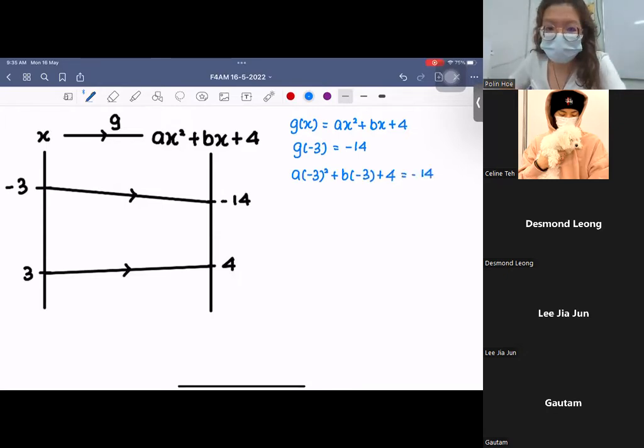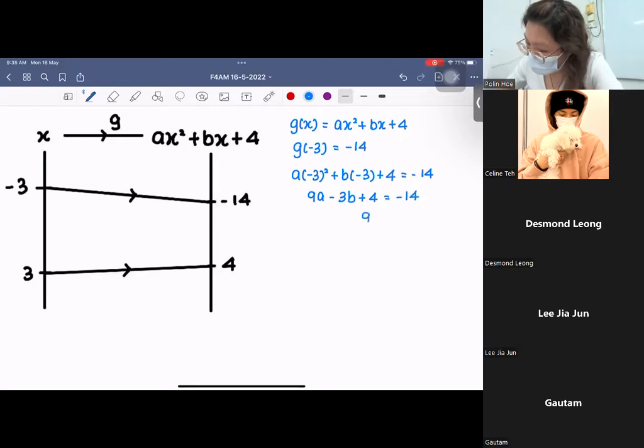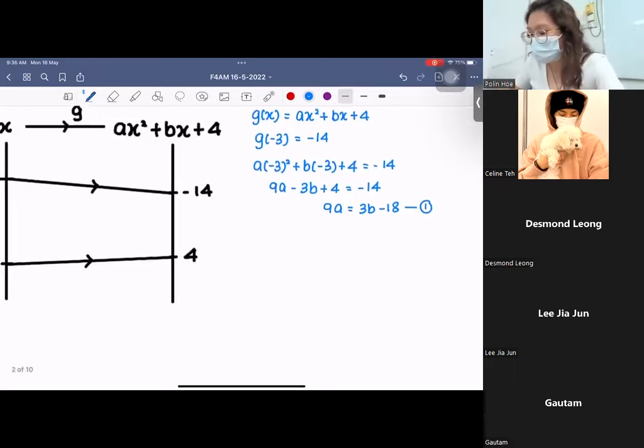(-3) squared multiplied by a should be equal to 9a instead of -9a, because a negative number, when you square it, will become a positive one. So we should have 9a minus 3b plus 4 equals -14. 9a equals 3b minus 18. I would like to name this my equation 1. Of course, this is a simultaneous equation.